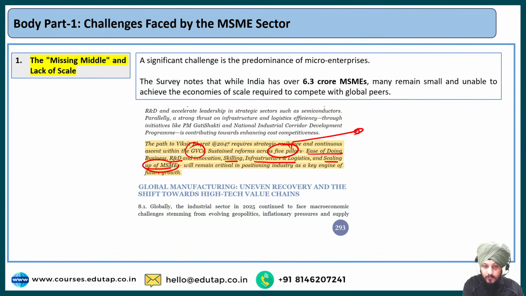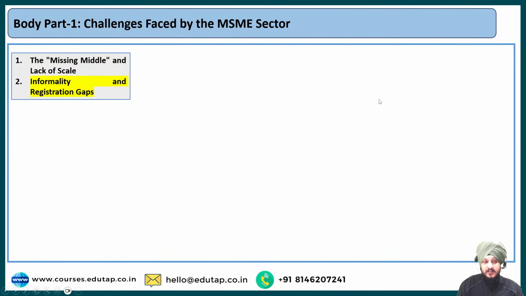So you can see as a part of these 5 pillars, right? It is very importantly highlighted, which is very importantly required as a part of our goal of Viksit Bharat, right? So this is something that you need to know. Now, apart from that, the second point as a part of these challenges is regarding the informality and the registration gaps. Now, the point is that a large segment of MSMEs work outside the formal sector.